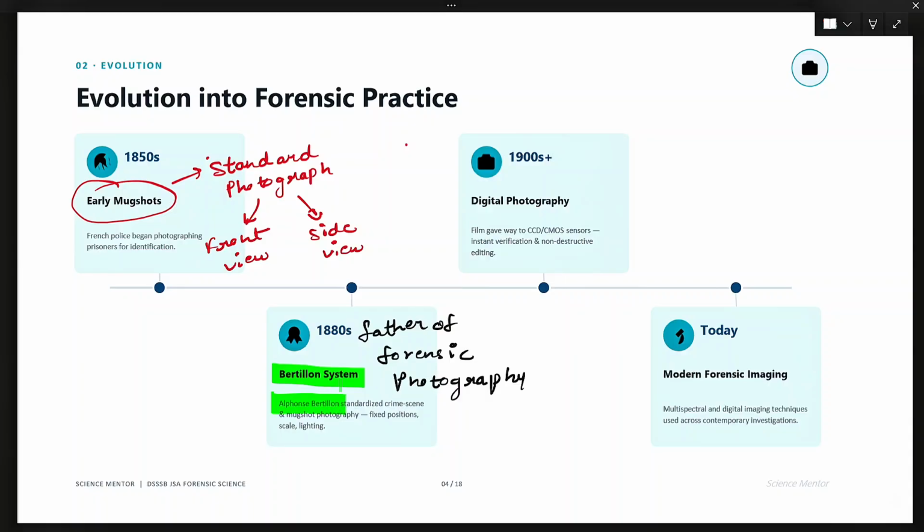But why? Did he invent the camera? The answer is no. Did he discover photography? Also the answer is no. So why is he the father of modern forensic photography? Because his contribution was much more practical.